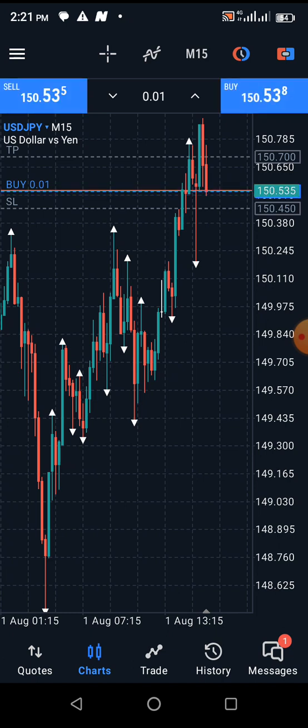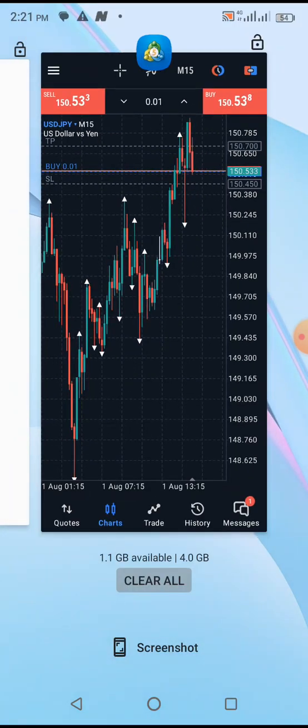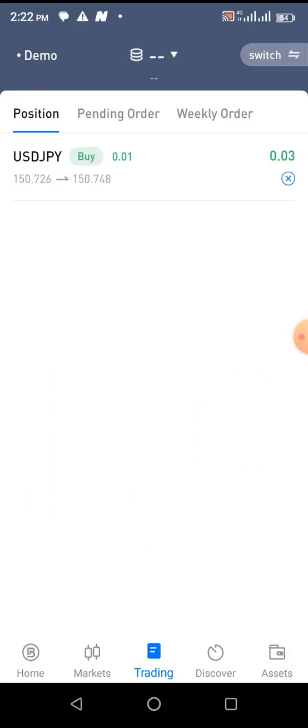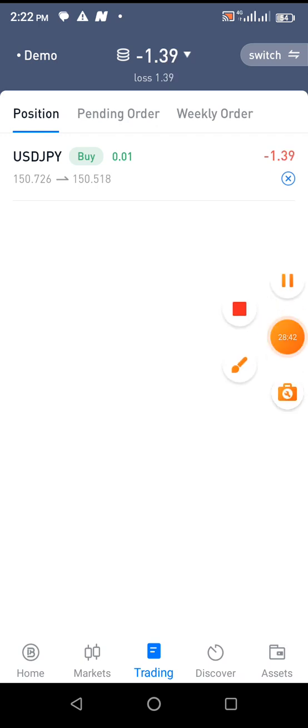So that is how to take a trade on Meta 5. I've shown us how to take a trade on this particular one. You can see the trade is still going. You can see it's red now. It means that I'm losing the trade. So that is that. Thank you.